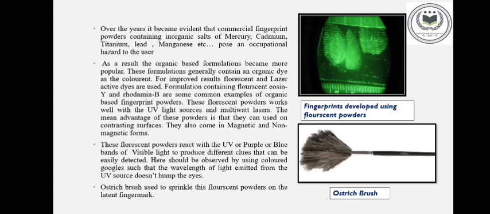These fluorescent powders react with UV or purple or blue bands of visible light to produce different hues that can be easily detected. They should be observed using colored goggles so that the wavelength of light emitted from the UV source does not harm the eyes. The ostrich brush is used to sprinkle these fluorescent powders on the latent finger mark.